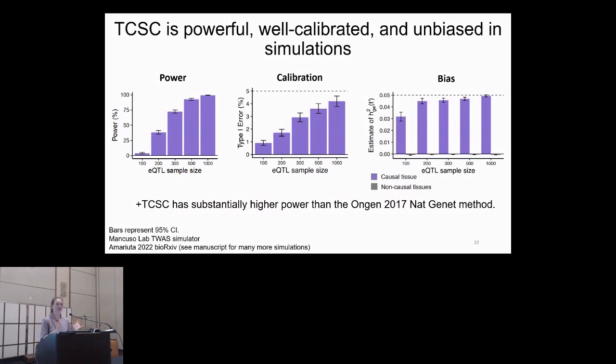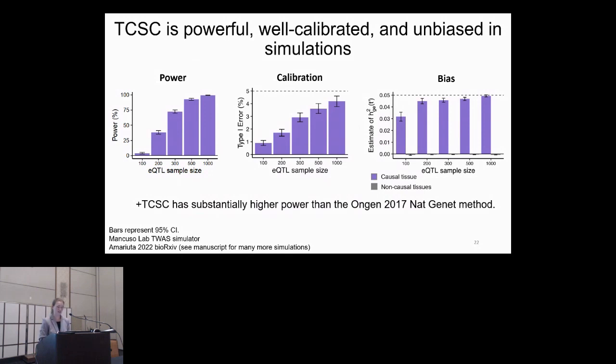And ultimately, we can look at three important metrics to see how our method is doing: power, type 1 error, and bias. So for power, I want to specifically point to the eQTL sample size of 300, which is the most representative of GTEx data. And so you can see we have about 72% power for that eQTL sample size, which is great. We've done this over 1,000 simulations, so that is the 95% confidence interval that you see.